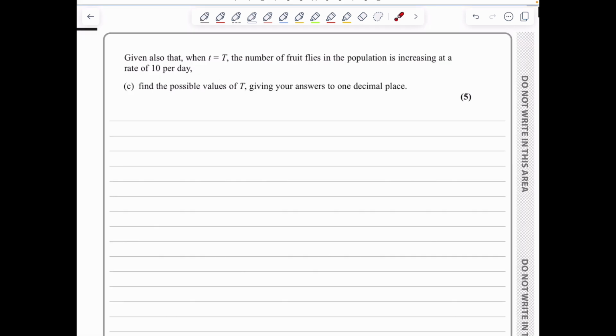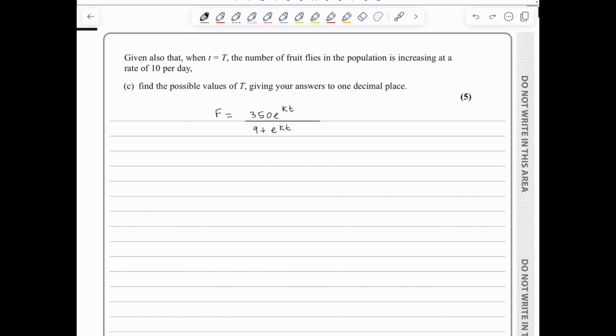We are then told that when t is capital T, the number of fruit flies is increasing at a rate of 10 per day. That's the derivative here. And we need to find the possible values of capital T, giving our answers to one decimal place. So starting with the expression for f, notice I won't be substituting what we obtained for k in part B. I will keep it in terms of k, as it will make the whole expression easier to write down.